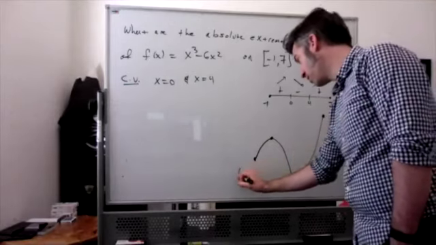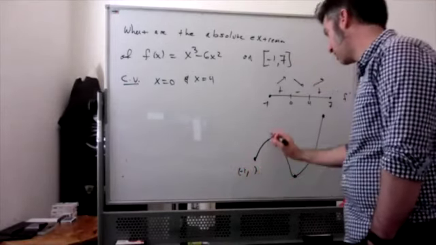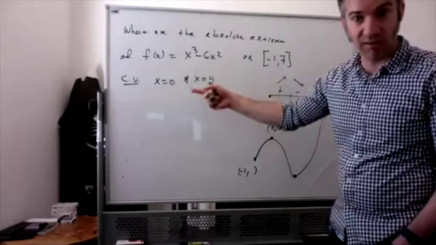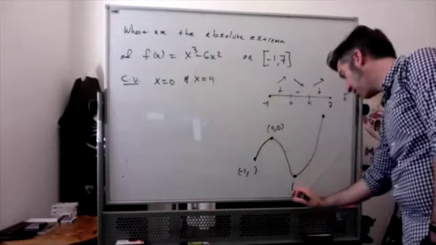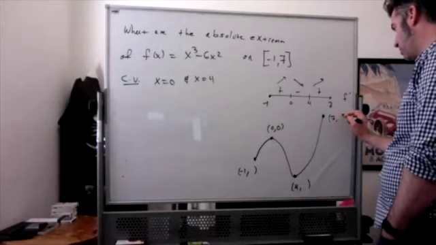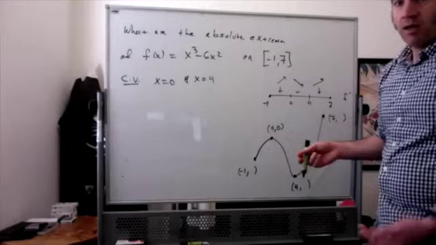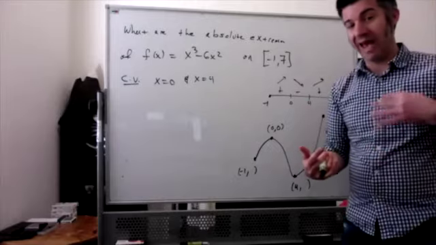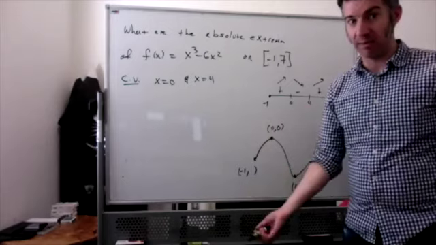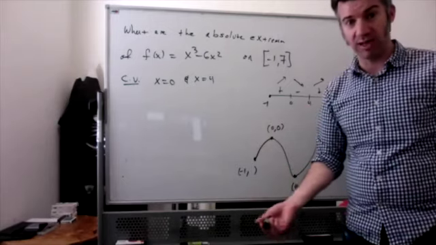I have -1 comma something. We know 0 comma 0, because if you plug in 0 to the function, you get 0. I have 4 comma something, and I have 7 comma something. So here's the idea with absolute extrema, meaning the thing that is bigger than everything else is the absolute maximum, the thing that is smaller than everything else is the absolute minimum.